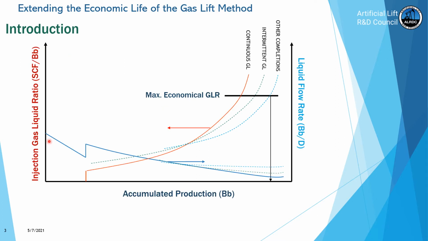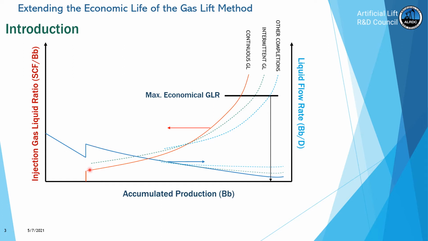As the reservoir pressure declines, the liquid production of the well, represented here by this blue line or curve, will also decline. This will be the well producing in natural flow, and then we introduce gas lift. So we increase the liquid production, but it continues to decline as the reservoir pressure declines.